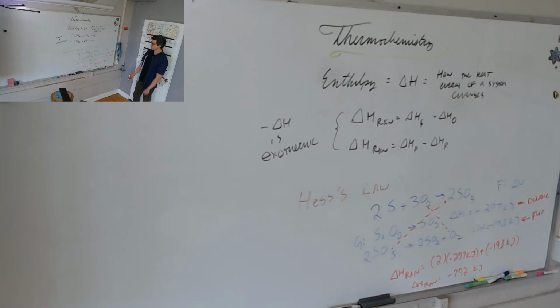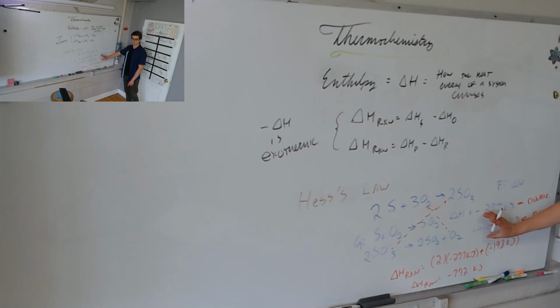So the answer, what was the delta H for this reaction? We use these other 2 reactions and their delta H's, which we were given. We manipulate them a little bit, add them together. That's Hess's law, by the way. And we end up with the total change in enthalpy for our given reaction.